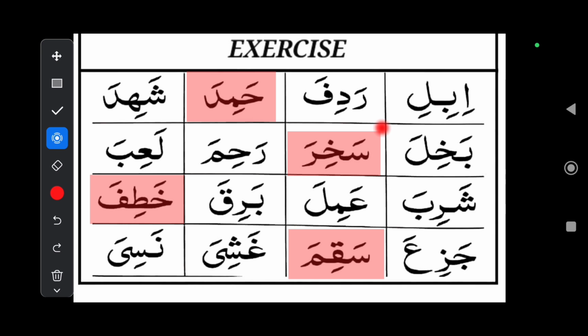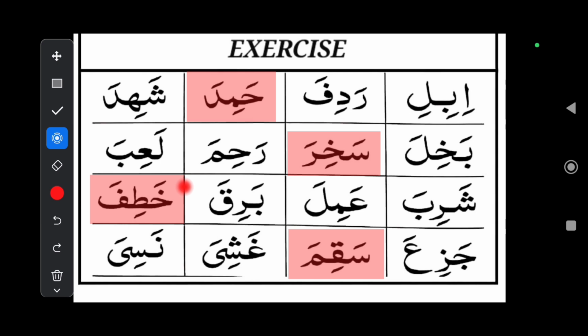Sin zabar sa. Kha zair khi. Not khui. Kha zair khi. Sa. Khi. Saqi. Ra zabar ra. Saqira. Next.